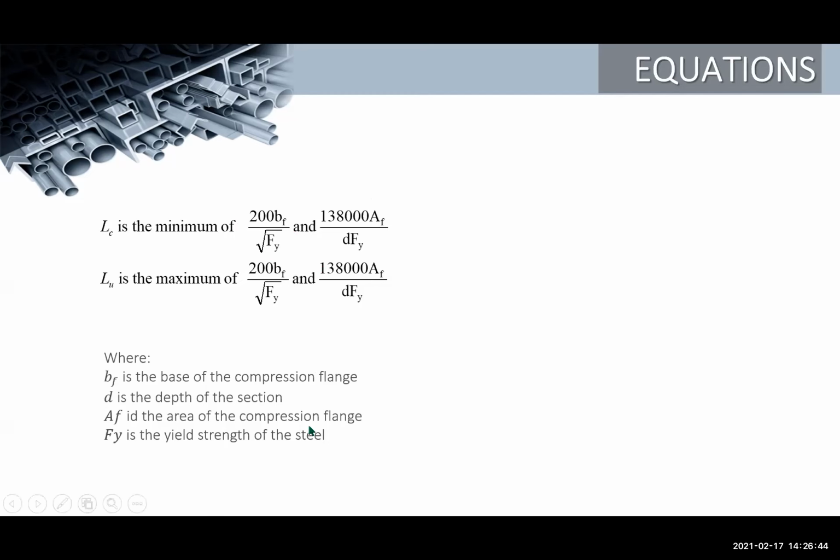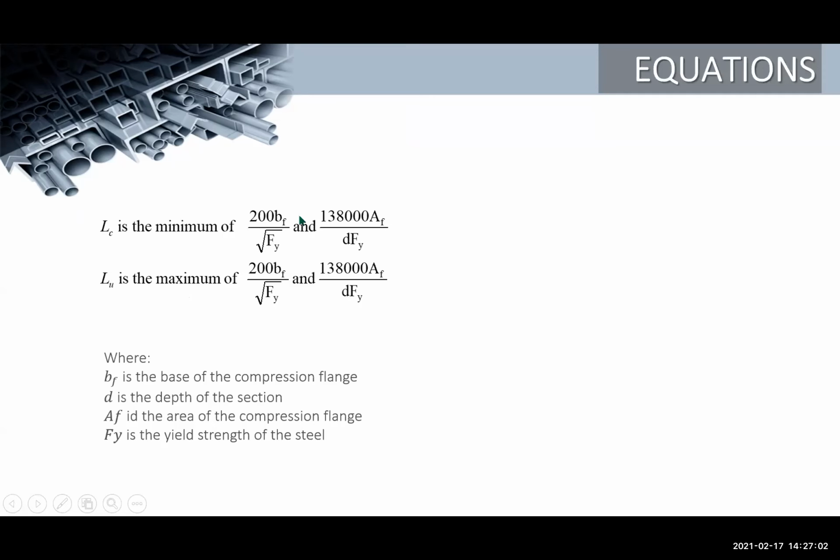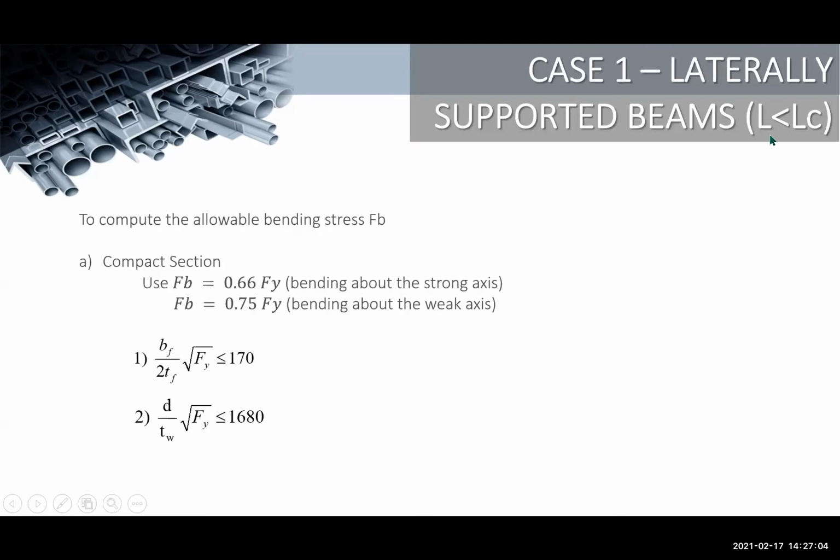Yan o, area of the compression flange. So, isang part lang, yung sa taas. Yan. So, case 1, we have your laterally supported beams. That is if your L or the length of the beam is less than your LC. Ang LC natin is ito. So, kapag yung length ng beam mo is less than LC, we can say that the beam is laterally supported. Now, for laterally supported beam, we have 3 categories. We have compact, semi-compact, and non-compact.